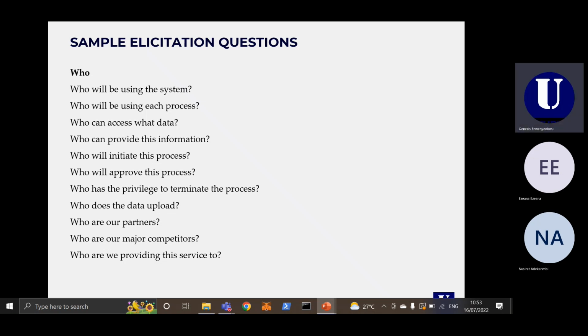Who can have access to what data? Who can provide this information? Who will initiate this process? Who will approve this process? Who has the privilege to terminate the process? Who does the upload of data, or who does data upload? Who are your partners? Who are your major competitors? Who are we providing these services to? There are several other who questions, but these are some starting points for who open-ended questions.